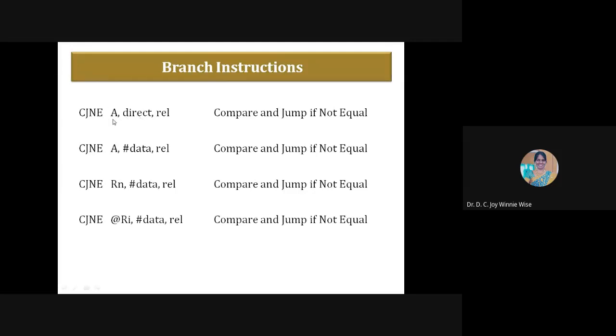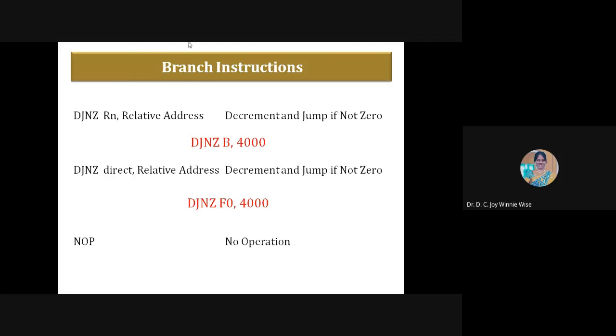Both the data will be subtracted. The content of accumulator and this direct will be subtracted. That is, if we get 0 means it says it is equal. If there is some other value, it means it is not equal. Okay. Next one is, it will be very useful for the program. So decrement this register, and if it is not 0, jump to this address.